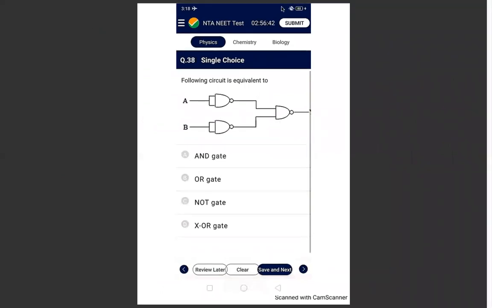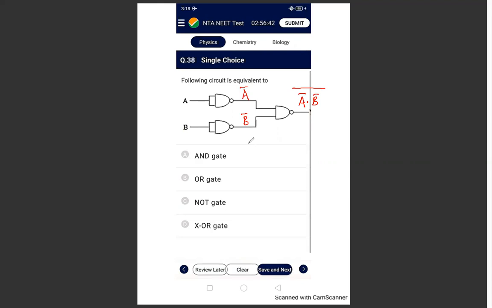Question 38, Boolean algebra. Following circuit is equivalent to which one? What should be the equivalence of the circuit? As you know, this one is A. Here this is a NOT gate, so we will be getting A bar. This is B bar. So they both are going to be passed through this, so we are going to get A dot B whole bar.